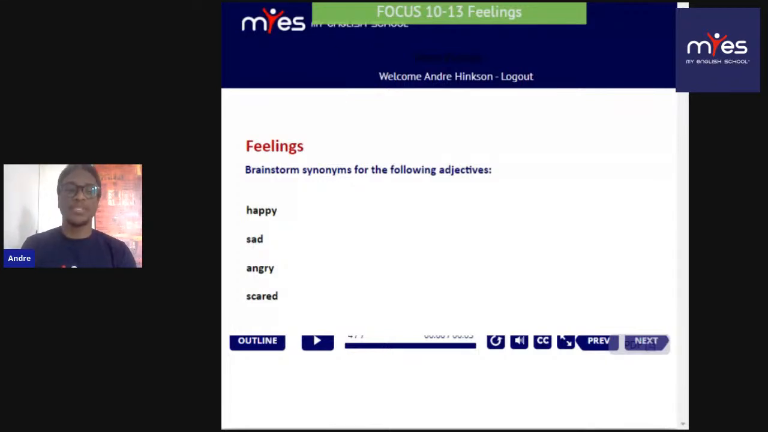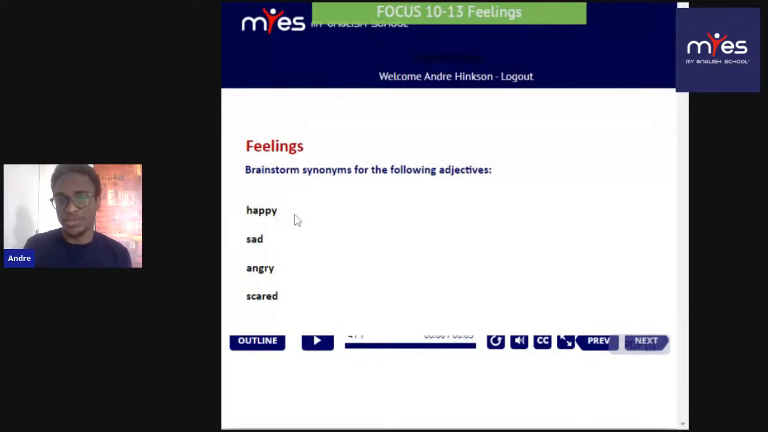So happy, what could be some other adjectives or synonyms we can use for happy? When I think about it, another word that means happy. Maybe joyful. Yeah, I feel joyful. Maybe there is another word for happy, ecstatic. Pleased. Elated. Some of these words are usually used in the English language to be more expressive rather than just saying happy.